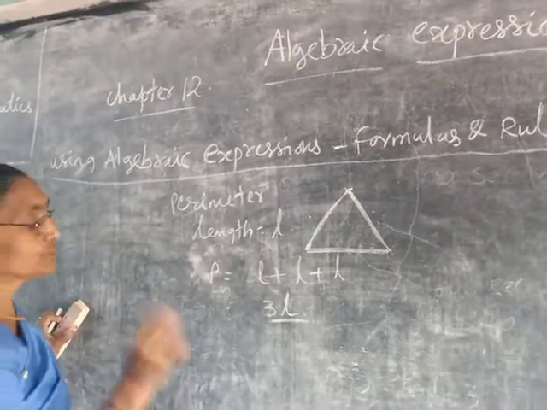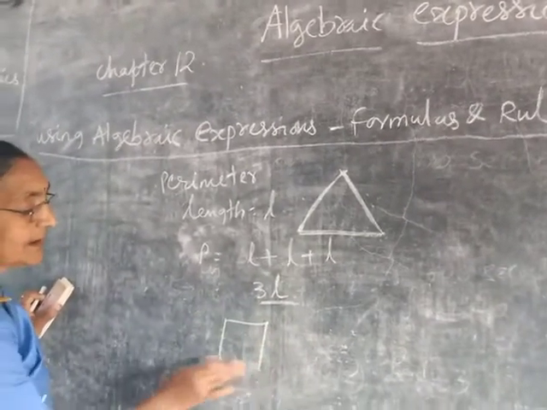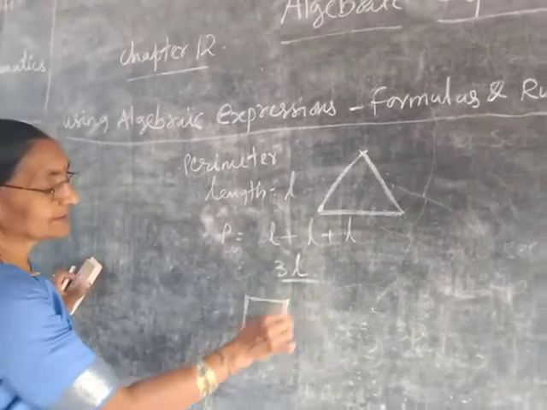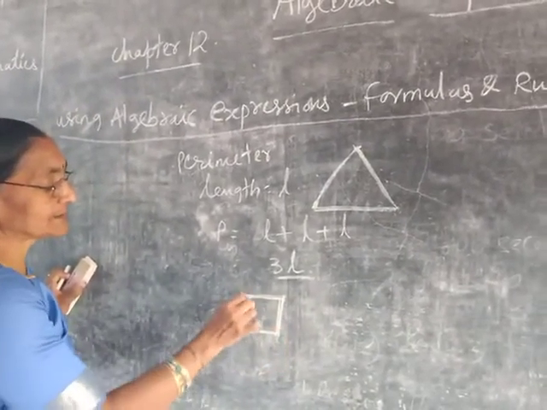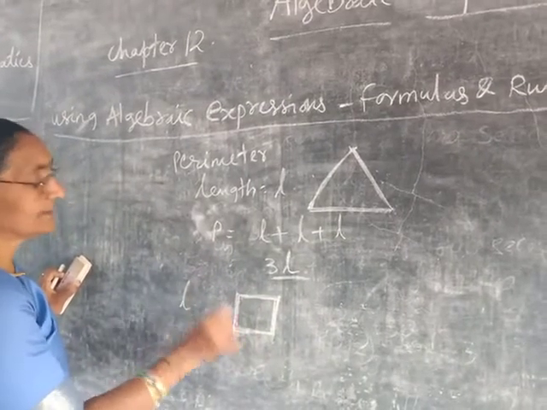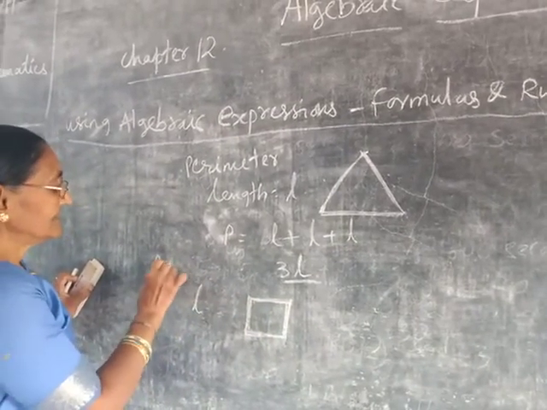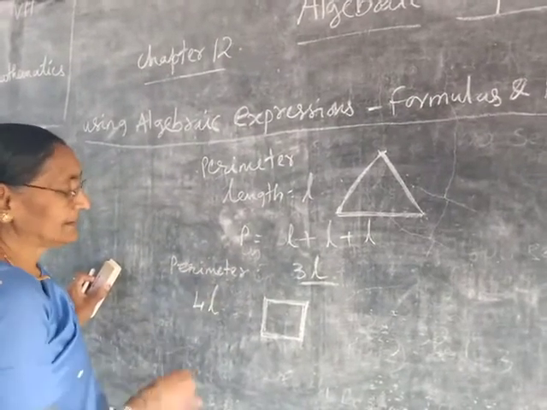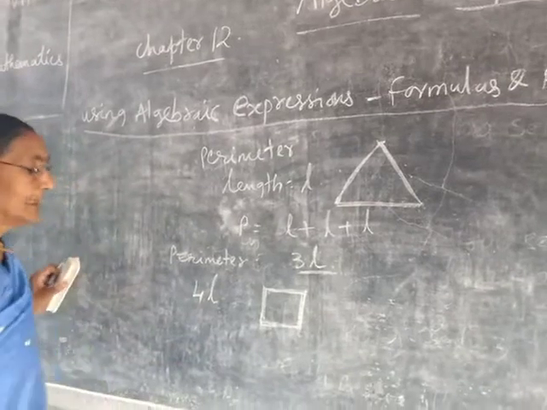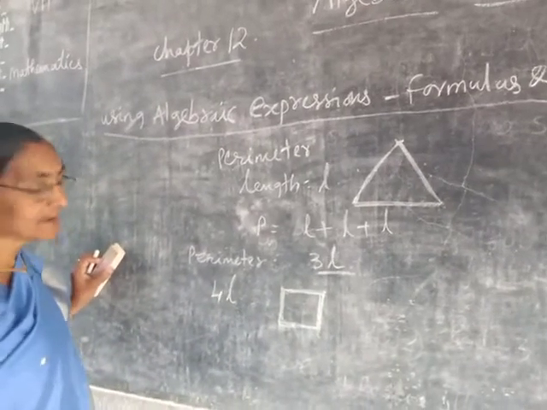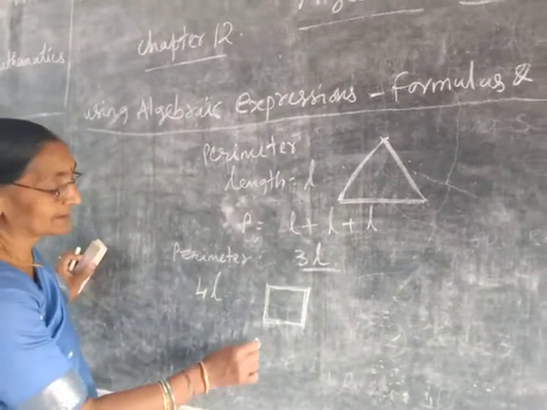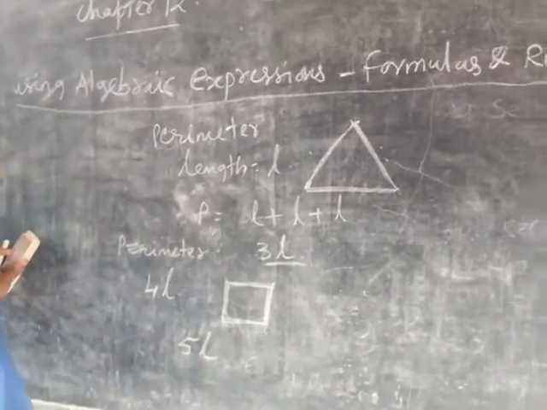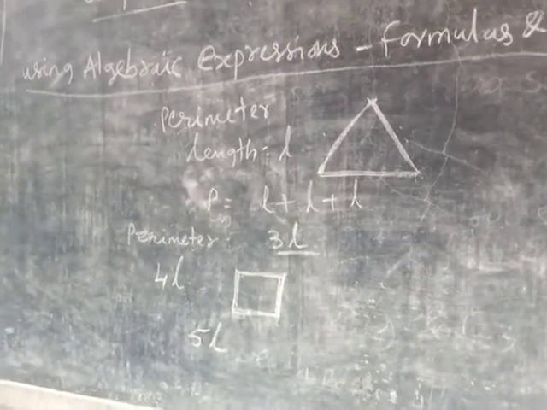Suppose perimeter of the square. What is the meaning of the square? All sides are equal. Then how many sides are there? 4 sides are there. So if I take the side as L, the perimeter of the square is 4L. Like that way. Regular hexagon, how many sides are there? Regular hexagon is equilateral, so 5 sides are there. So perimeter of the regular hexagon is 5L. Like that way, these are the formulas of the perimeter.